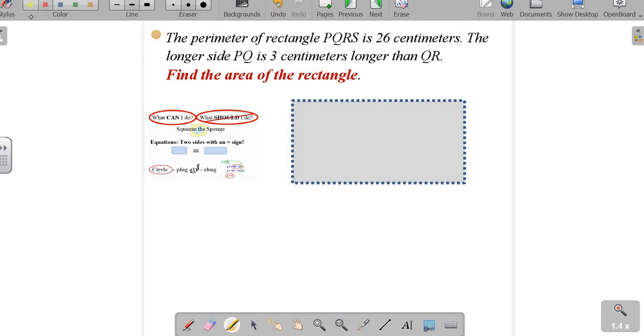I'm going to go back and filter. We have perimeter. Is. Watch out for the word is, are, was, were. That's an equal sign. 26 centimeters. We have a longer side is 3 centimeters longer than QR. Our ultimate goal is to find the area. I always like to put a question mark by our ultimate goal.